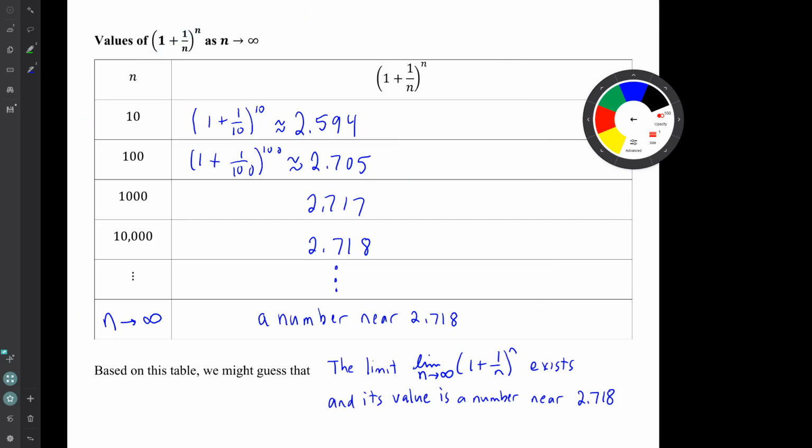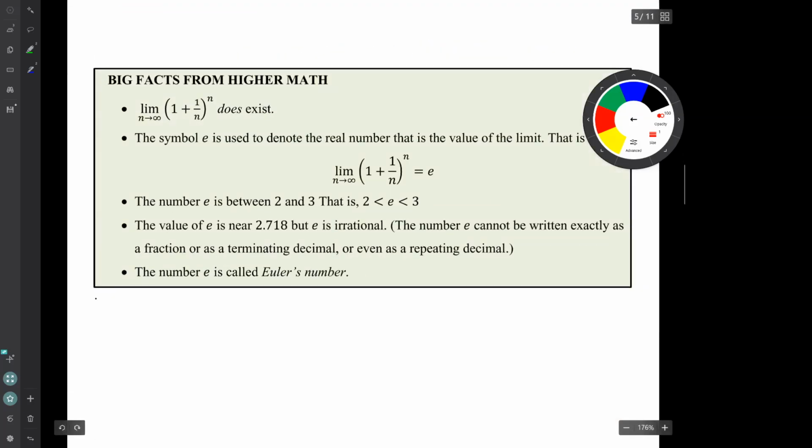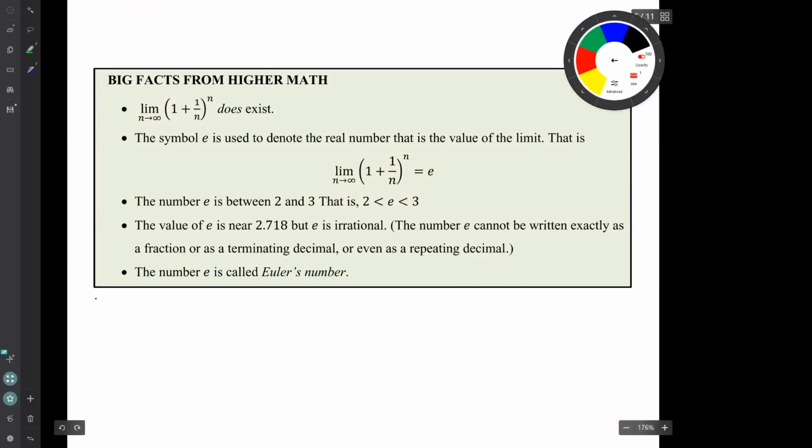Well, so this limit is famous. It's a big fact from higher math that the limit does exist. And the symbol e is used to denote the real number that's the value of the limit. That is, this limit is e. So the limit is not infinity. It's a real number e.